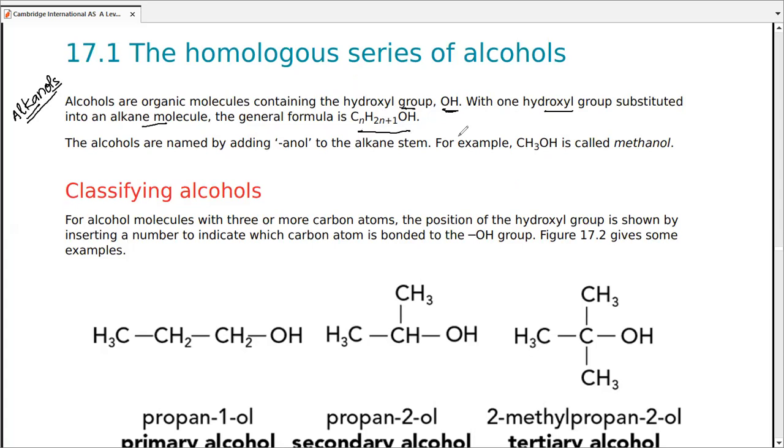So it's CnH2n+1OH, which comes from the general formula CnH2n+2. We substituted one hydrogen out of it, so it's not really plus 2, it's plus 1. And then we added a hydroxyl group to it, so it's OH. That's how this general formula comes into being. So this general formula is actually representing alkanols, alcohols that are based on alkanes. So the suffix is not exactly ol, it's anol added to the alkane stem. For example, CH3OH is methanol.